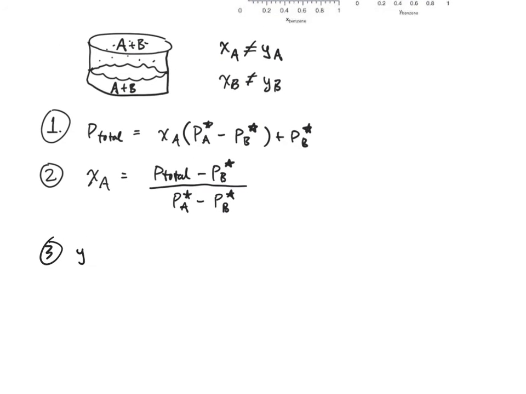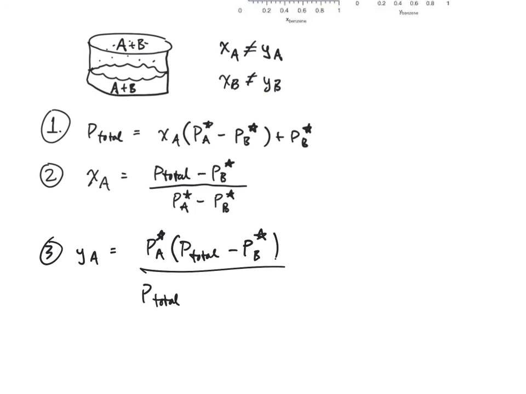What about Y? This is the mole fraction in the vapor phase, remember. This is going to equal the vapor pressure of pure A, times total pressure minus vapor pressure of pure B, divided by total pressure times pure A minus pure B.